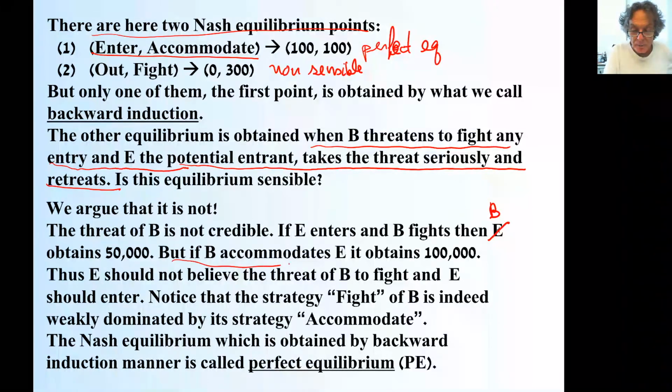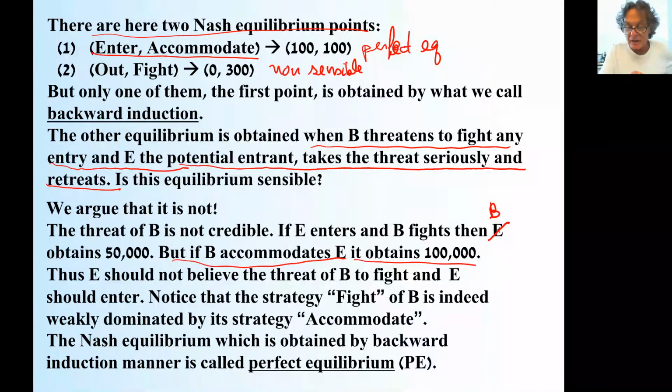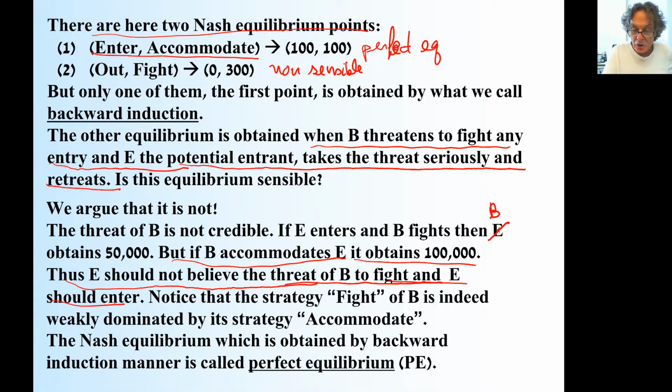So if E enters and B fights, then B obtains 50,000. But if B accommodates E, it obtains 100,000. Thus, E should not believe the threat of B to fight, and E should enter, because I don't believe that she prefers 50 over 100. Therefore, if she tells me that she is going to fight, I don't believe you.